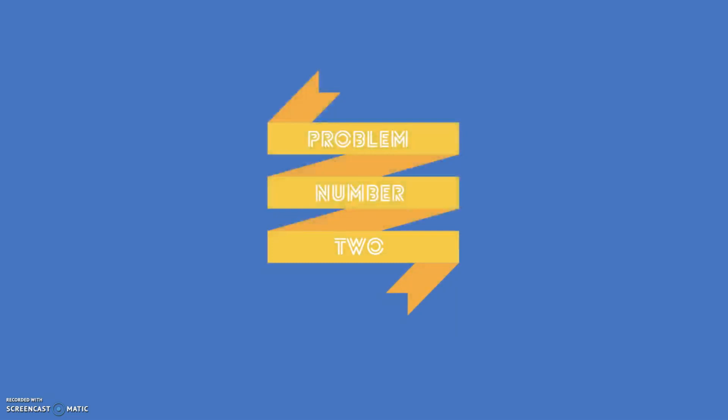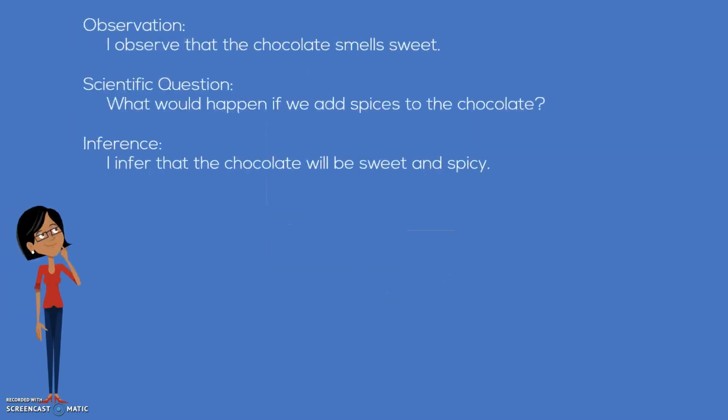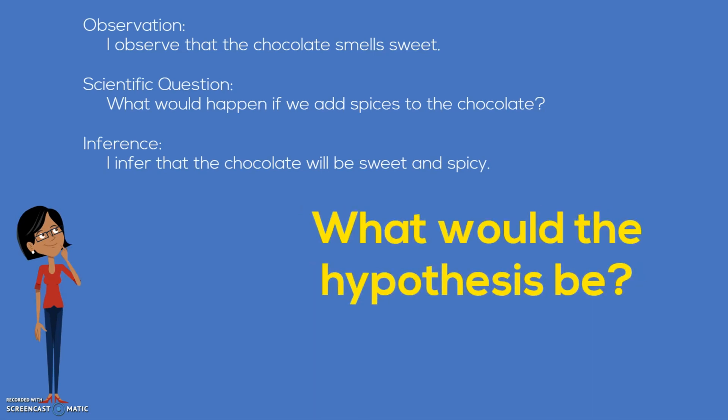Problem number 2. Observation. I observe that the chocolate smells sweet. What would happen if we add spices to the chocolate? I infer that the chocolate will be sweet and spicy. What would the hypothesis be?